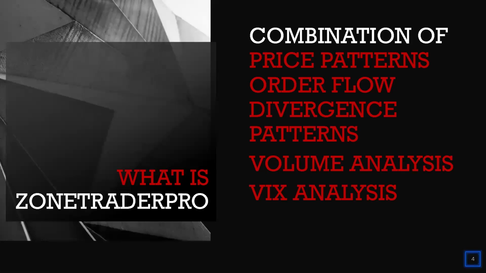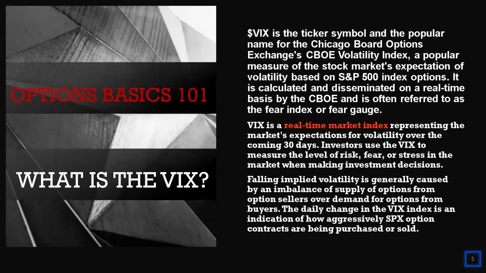So it's a combination of 5 different parts, or 5 different tools, that the ZoneTraderPro platform is using. And if you didn't know, the VIX is the ticker symbol, and it's popular as the volatility index. It is basically a measure of the market's expectation of volatility in the S&P options going out the next 30 days. That's the $VIX.